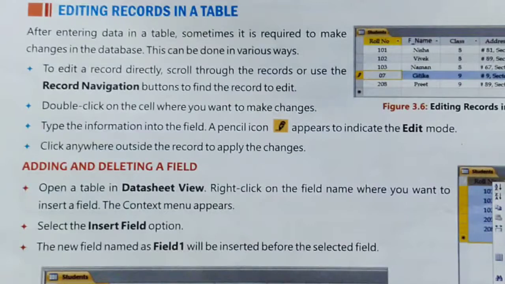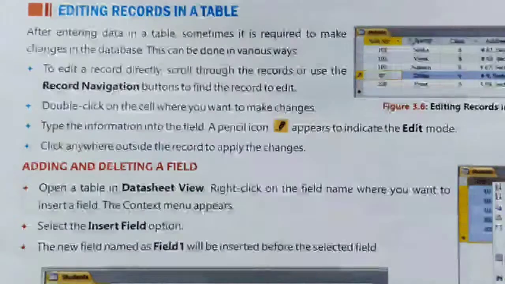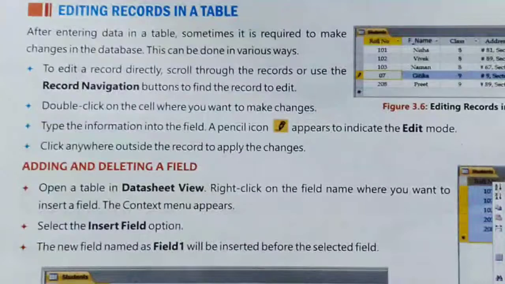The next topic is editing a record in a table, meaning how we can edit a record after entering it in a table, because sometimes it is required to make some changes in a database. For editing a record we have some steps. The first step is to edit a record directly: scroll through the records or use the record navigation buttons to find the record to edit.